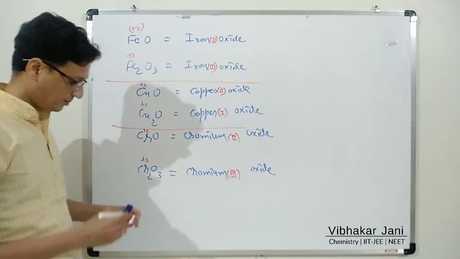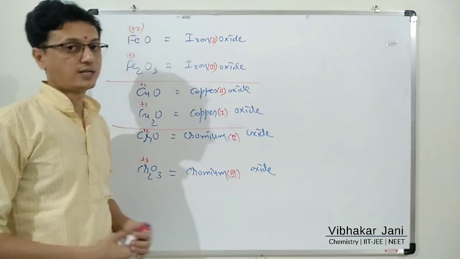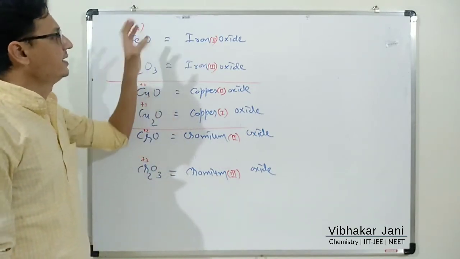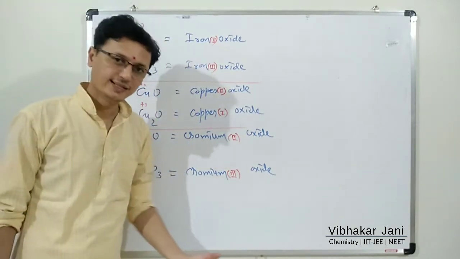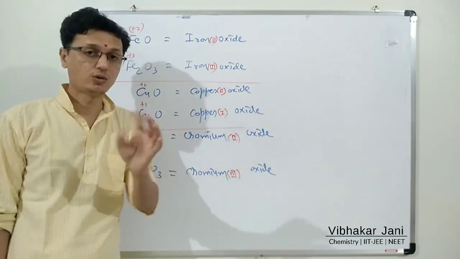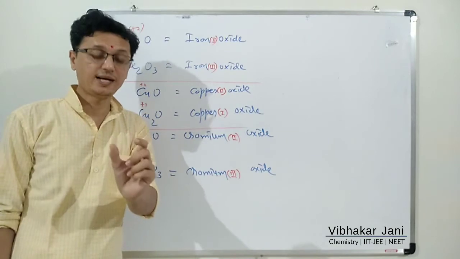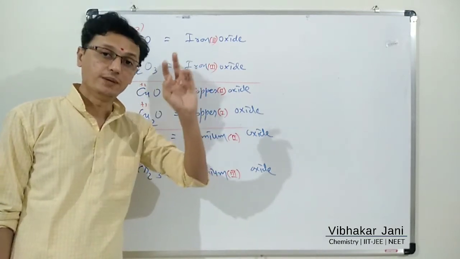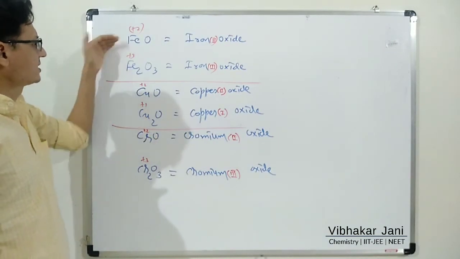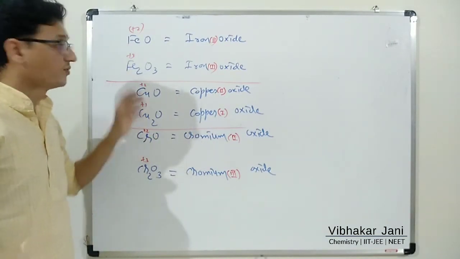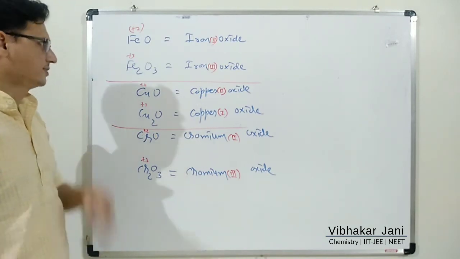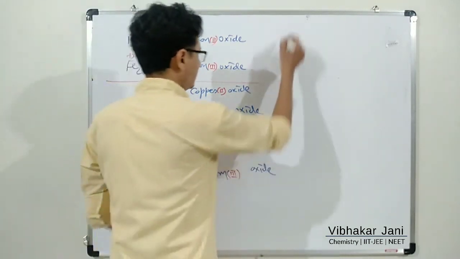So these are some examples written in the Stock notation method. Stock notation method means if we write the name of any compound, then we have to mention the oxidation state of the metal or an element after the name of that element in brackets in Roman numerals. So one can identify which oxidation state of that element is in that compound. Let us see some more examples, then you will write it.